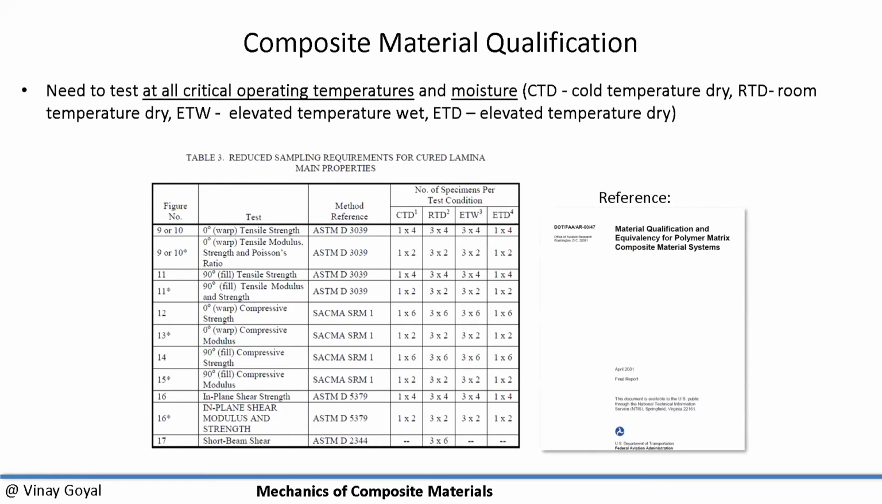So when you do a test, you have to really test at all critical operating environments and moisture. Cold temperature dry, room temperature dry, elevated temperature wet, elevated temperature dry. And that will allow you to qualify the material for equivalency. You can see here that we have more coupons at room temperature than we do at the other conditions. And what you see here is a number of samples and number of lots. So the first one here is number of lots. This is a number of samples.